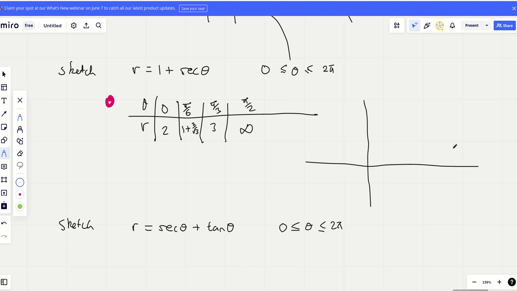Let's not do it all at the end, because we just turned through the first quadrant there. So we started off at 2, then we were at 1 plus a number. What is 1 plus 2 over root 3? That's 1 plus 2 over 1.7, so it's slightly more than 2 at pi over 6. It's going to look pretty straight though. And then at pi over 3, that's 60 degrees, and we're at 3. Sorry, I don't know why I said 6 there. It's going to look something like that.